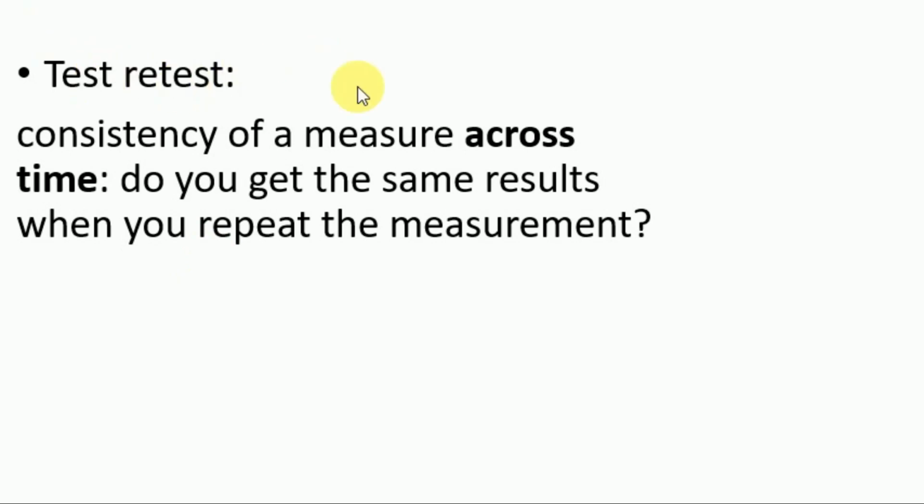Test-retest method. It is a method most commonly used to measure the stability of an instrument. That means the consistency of a measure across time. Do you get the same results when you repeat the measurement? Check whether we are getting the same result if we are repeating the measurements or if we are using the instruments on the same people on different occasions. That is a test-retest method.